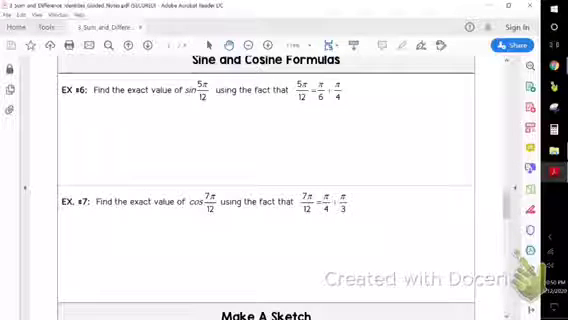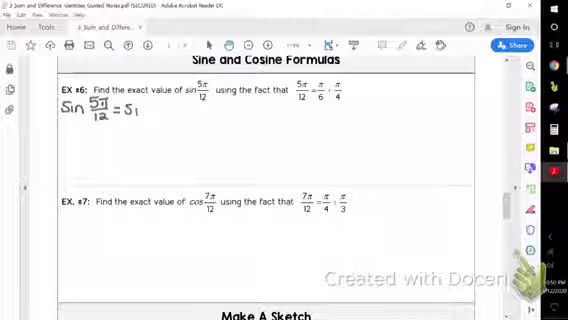Example 6 is to find the exact value of sine of 5 pi over 12. It says using the fact that 5 pi over 12 is equal to pi over 6 plus pi over 4. So I'm going to start this out. We're looking for sine of 5 pi over 12. So that's what our answer is going to be equal to.